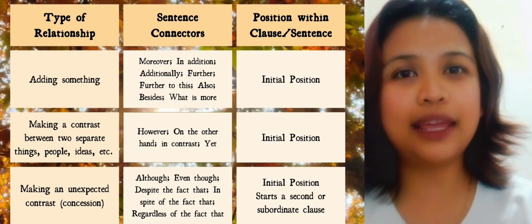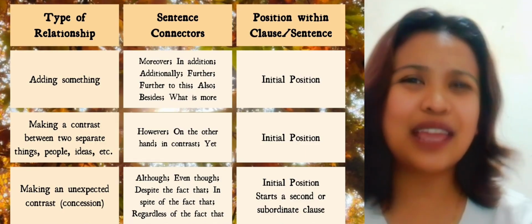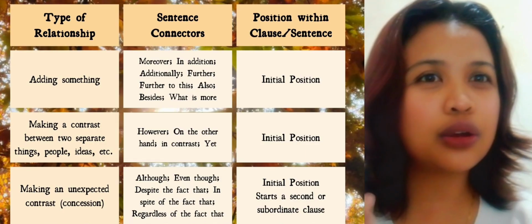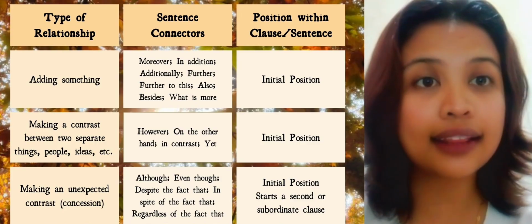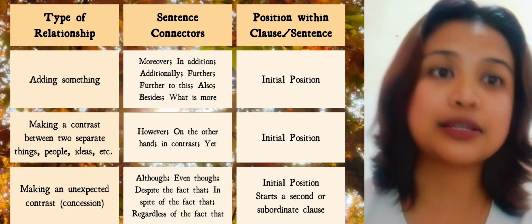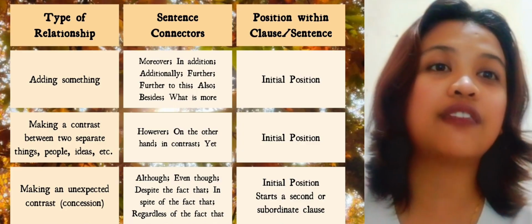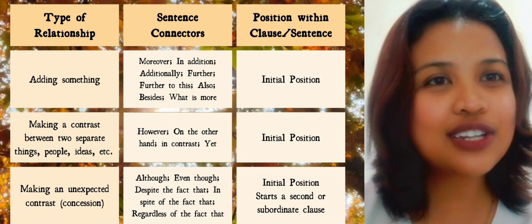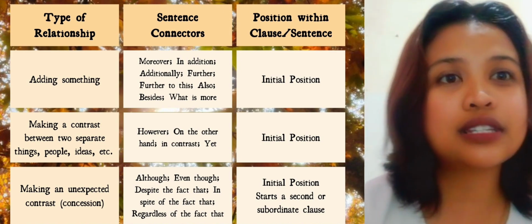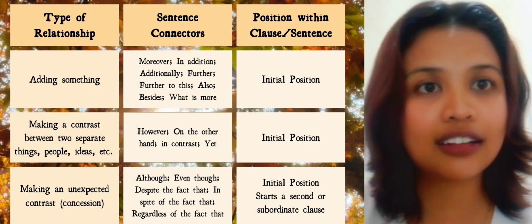Next function would be making an unexpected contrast or concession. Same with the first one, but somewhat different because we don't really anticipate it coming. So we have although, even though, in spite of the fact that, and regardless of the fact that. In this function, we can either put these words in the initial position of the sentence, or we can start with the second or subordinate clause.